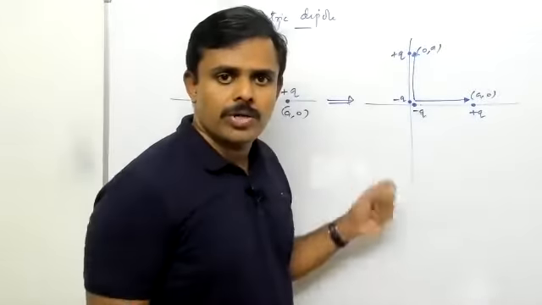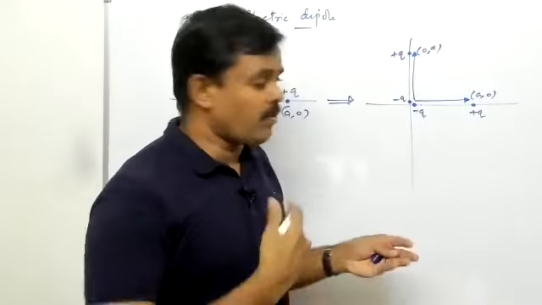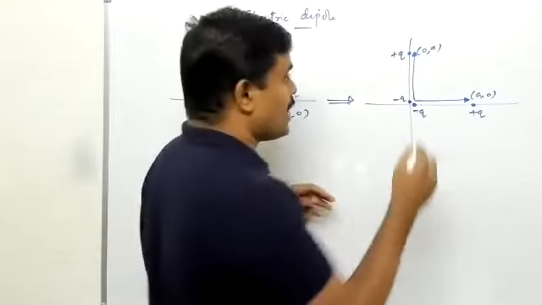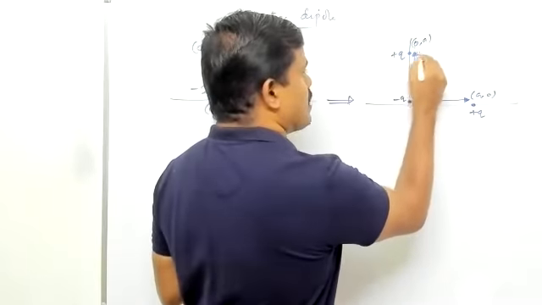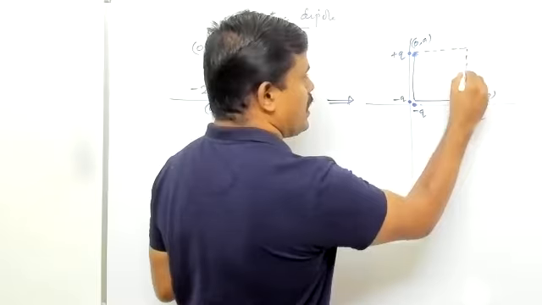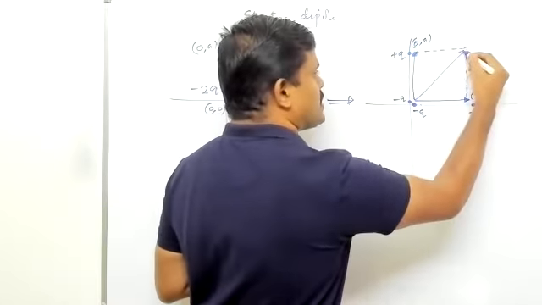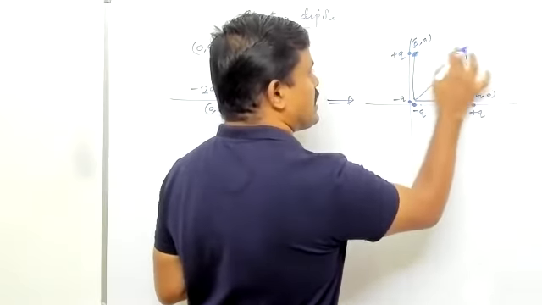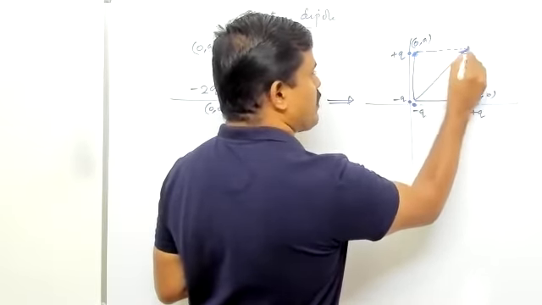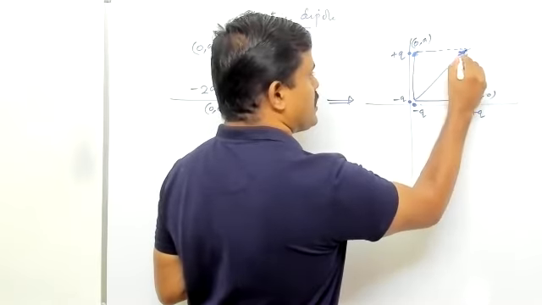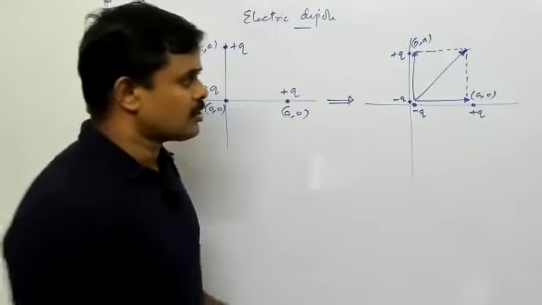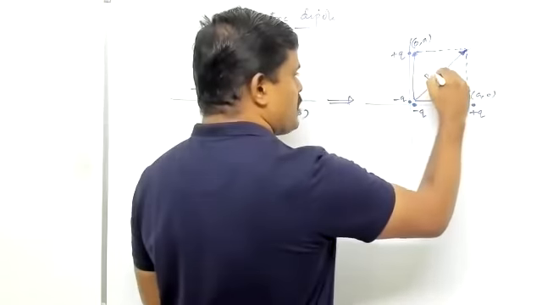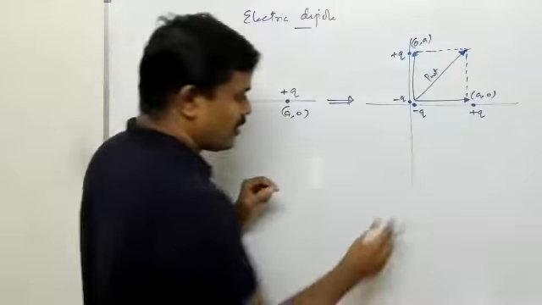Right. How do I find the resultant? If I want to find the resultant, I must complete the parallelogram and draw the diagonal. That is how I find the resultant of 2 vectors. See this? I'm taking the resultant. That is how I take the resultant. So how do you find P net? This is my P net. Okay, I can find P net here.